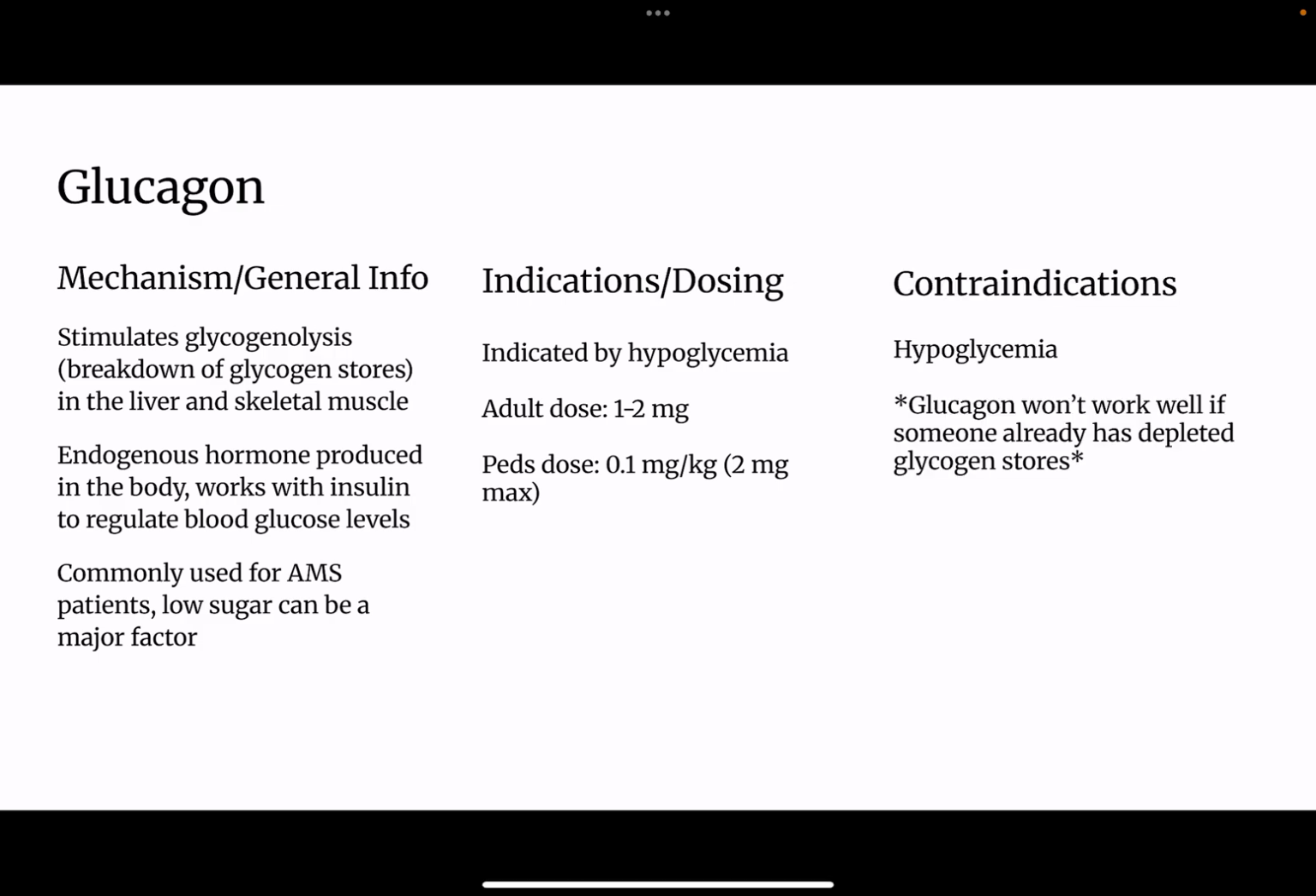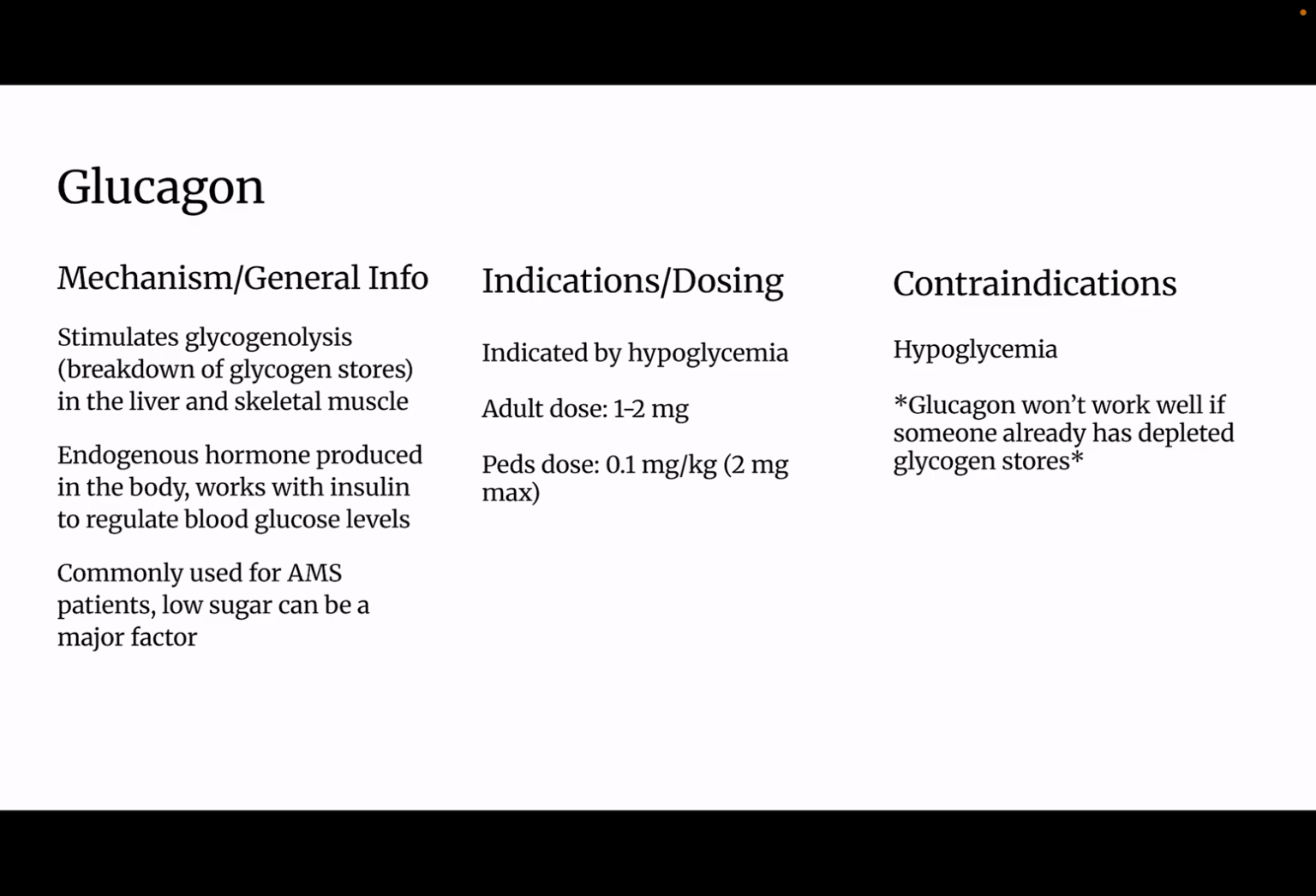And then the contraindications, oh my God, I'm messing up. Should say hyperglycemia, or normal blood glucose levels. You're never going to give something to raise someone's blood glucose if their blood glucose is high or if it's just normal. We're only going to do this if their blood glucose levels are low and that needs to be raised.